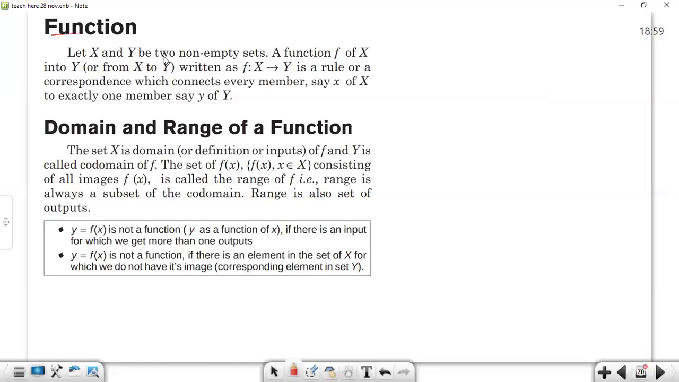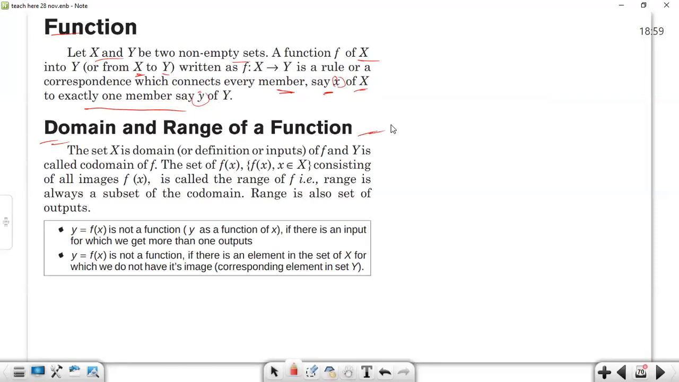Let X and Y be two non-empty sets. f is a function from X into Y. That's like X is the domain, and Y is the codomain. Written as f from X to Y, it is a rule or a correspondence which connects every member, say x of X, to exactly one member, say y of Y. y is an element of set Y, x is an element of set X.